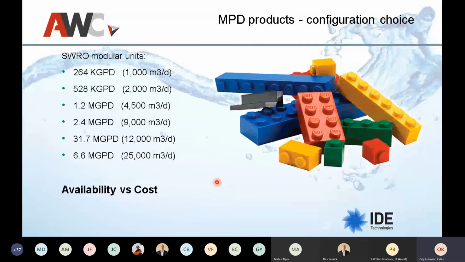We have different sizes of these units, so it's basically putting together the best for our client. I put a picture here of Lego because we can have different sizes. We can have more small units, and then we have higher availability, but maybe that will come at a cost. So it depends on what each client is looking for.